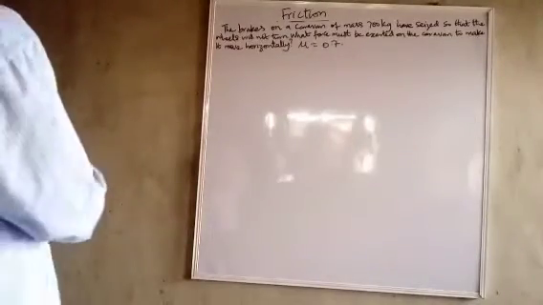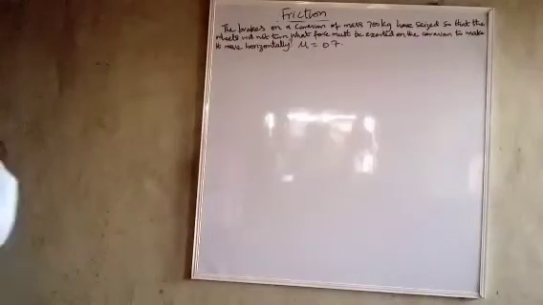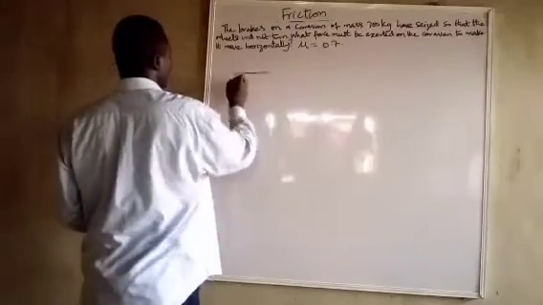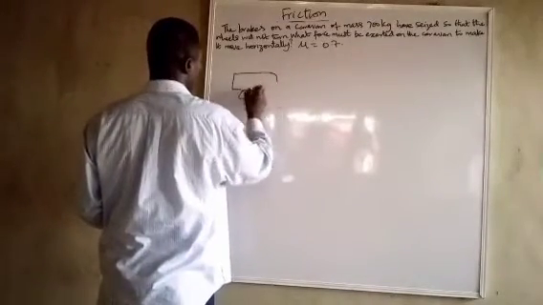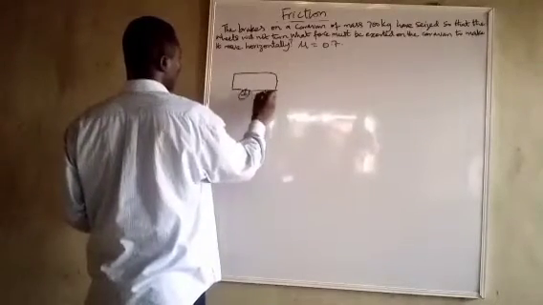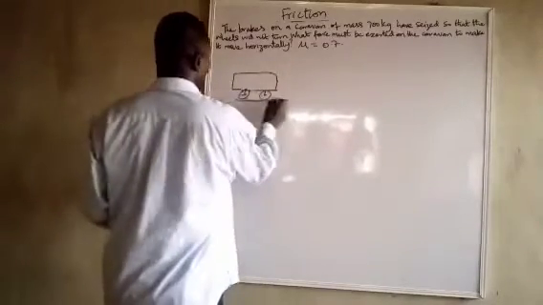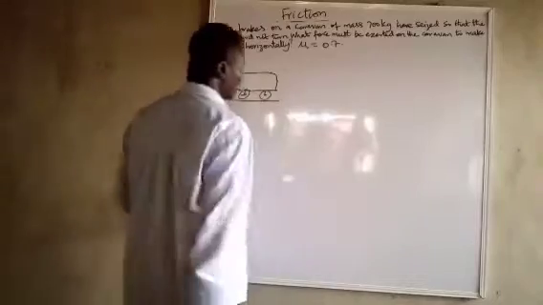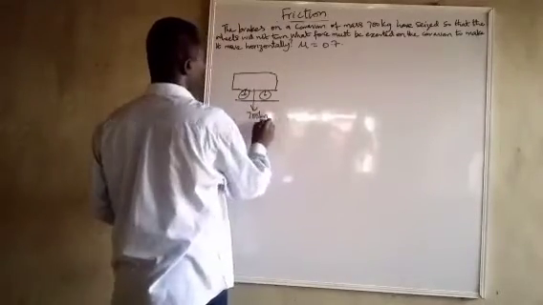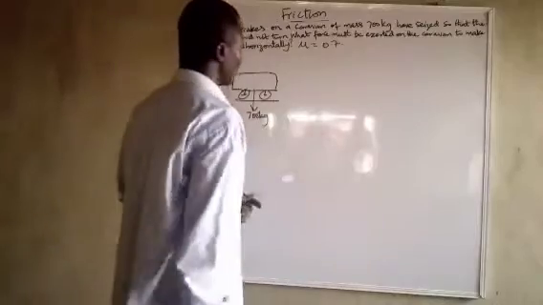The brakes on the caravan of mass 700 kg have ceased so that the wheels will not turn. What force must be exerted on the caravan to make it move horizontally? Mu equals 0.7. Here, you have a caravan like this. And the wheels, they are not turning now. So, which means it is going to slide. And we are told that the mass is 700 kg. So let's make G 10 meters per second square.